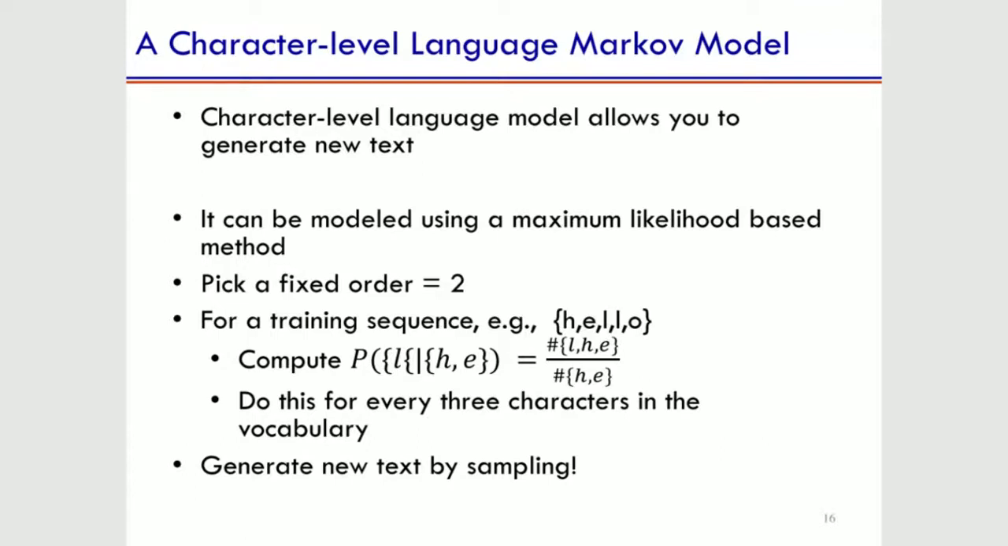When you're trying to compute the probability of L given H, E, would you figure out the probability of every letter in your alphabet and then pick the highest? You can do that deterministically, or you can sample. You have a probability of L given HE, of A given HE, of Z given HE, so you'll have a 26-dimensional probability mass function. You sample from it. If you want to generate different futures, you sample, or you can always take the max if you want to.